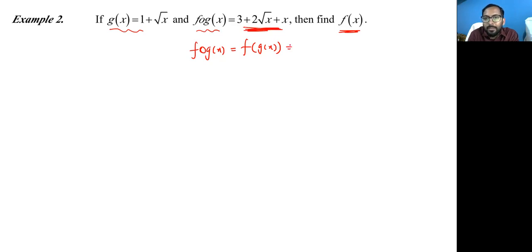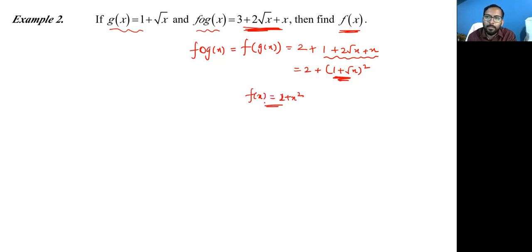Now we can write 3 plus 2 root x plus x as 2 plus 1 plus 2 root x plus x. We can write this part as (1 plus root x) whole square. In this example, x is already replaced by 1 plus root x. So here it is x. So f of x will be 2 plus x square. This is the required answer.